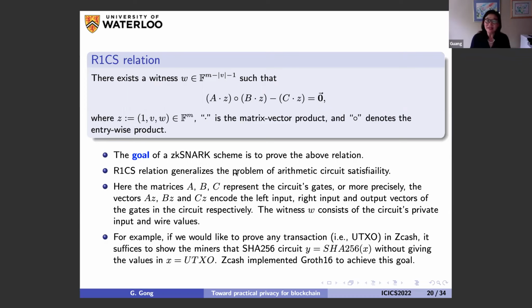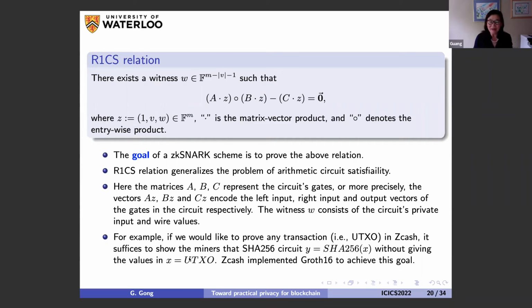Okay. So what's the goal of zkSNARK? zkSNARK is trying to prove this without giving W. You could think of the V here as just one bit. Then without giving W, you prove this equation is true. Then why do we directly consider R1CS? Because this is more general than the arithmetic circuit. As I mentioned, ABC basically represent the left input vector, the right input vector and the output vector. So that's why R1CS is the more general case.